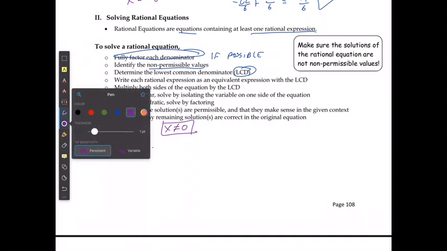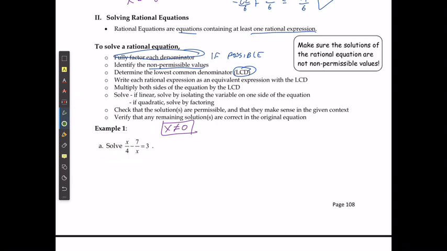And I'm going to say that the lowest common denominator in this case is going to be 4x. That's what I'm going to multiply all the terms by. So I'm going to say that I have 4x and x over 4 minus 4x and 7 over x is equal to 4x times 3.